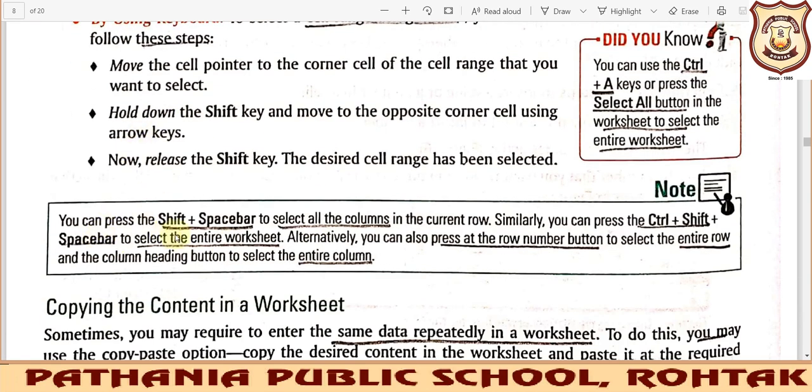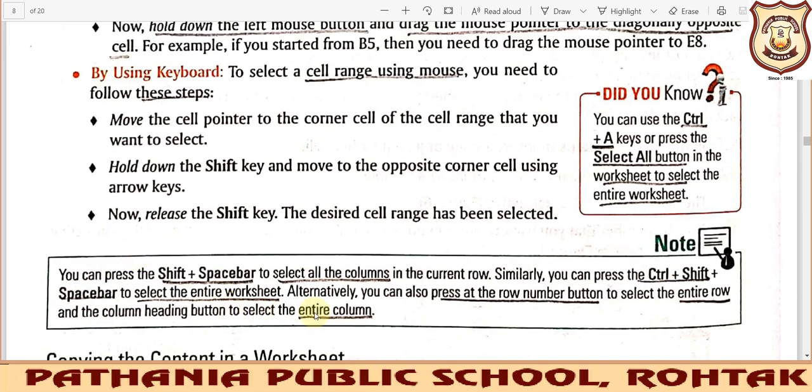Okay, this is very important: shift plus space bar. This will allow you to select all the columns. And if you want to select all the rows, then you need to press control plus space bar, and if you want to select the entire worksheet, then you need to press shift, control and space bar all together. So let me show you this practically also.